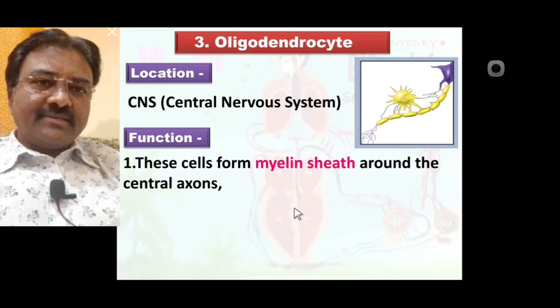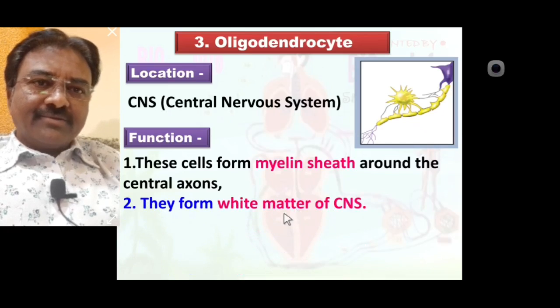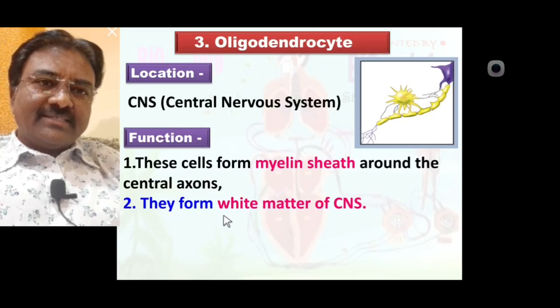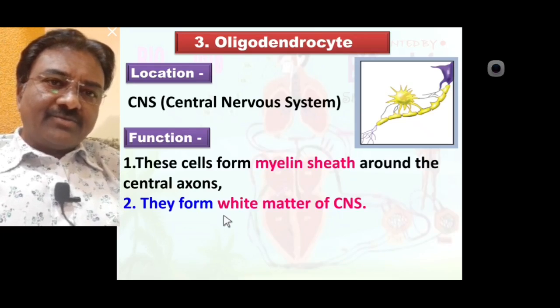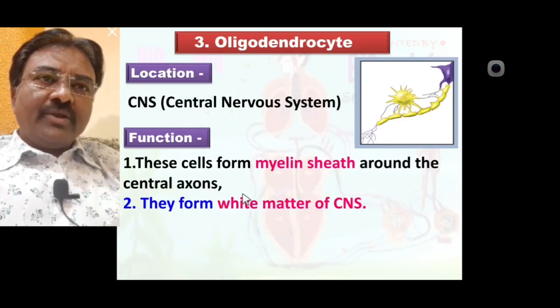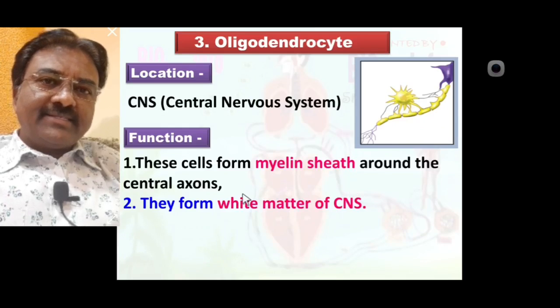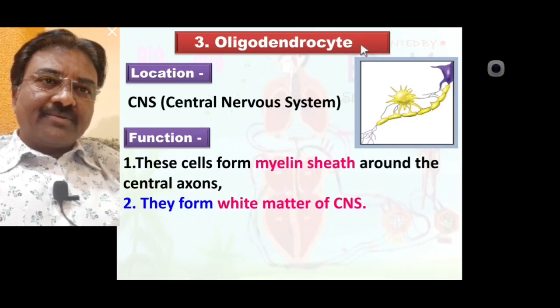Oligodendrocyte forms myelin sheath around the central axon. They form, means oligodendrocyte forms, the white matter of the CNS. You know, CNS consists of gray matter and white matter. So white matter is formed by oligodendrocyte in the CNS. Which cells form white matter in the CNS? Oligodendrocyte.